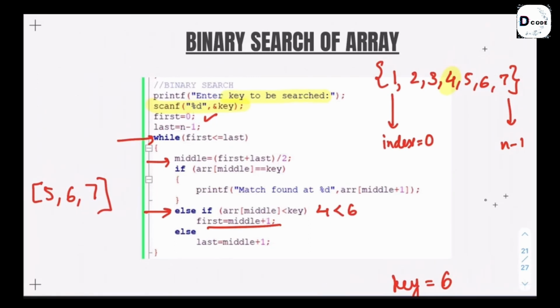Why? Now the first will be middle plus 1. Middle plus 1 is 5. So this will be first and last will be 7. Now again the while loop will be executed.